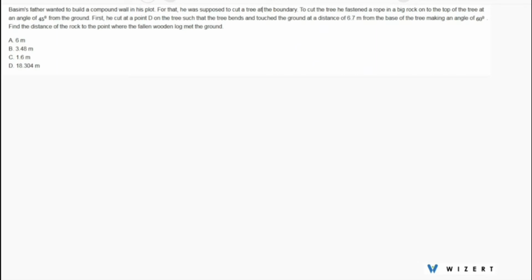Now to find this, let's try to visualize the situation. Now this is the tree, and it's said that the rope is fastened at the top of the tree with a big rock tied at the other end of it, and it is resting 45 degrees from the ground, so it must be something like this. And this angle is said to be 45 degrees.